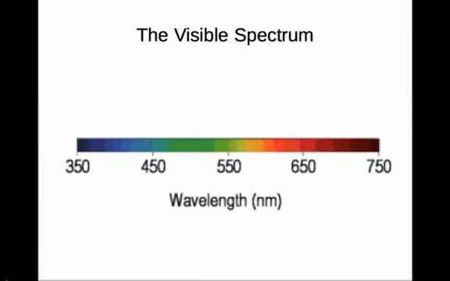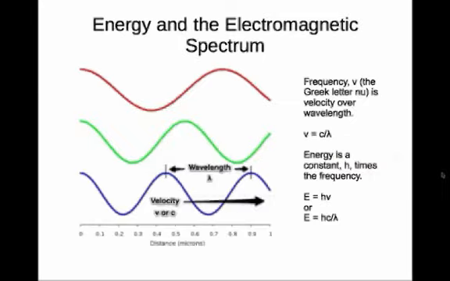This only shows the visible spectrum. Shorter than 350 nanometers would be ultraviolet radiation, and then gamma rays. And to the right of 750, red, would be infrared and radio waves. Light is made up of waves.